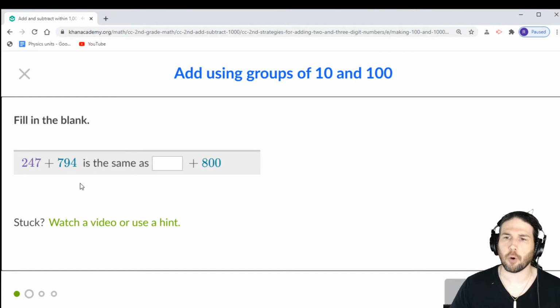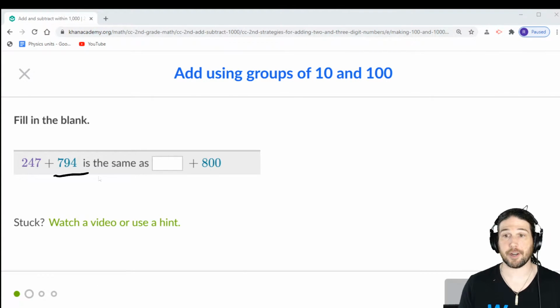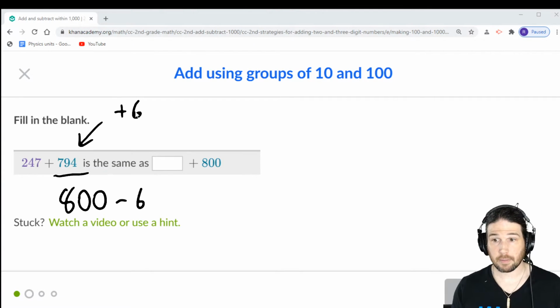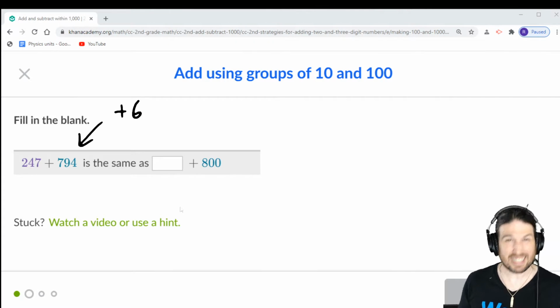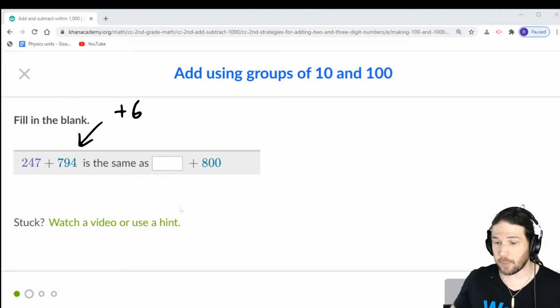247 plus 794. Now notice again, 794 is almost 800, right? It's actually 800 minus 6. So if we take 794 and we add 6 to get 800, well, that's good. It makes it easier to see, right? 794 is less easy to add than 800 with those zeros. But if we're going to just add 6, we can't just add 6. We're not allowed.